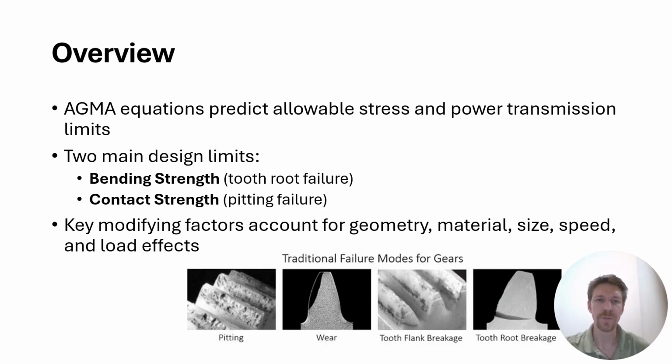So by way of overview, the AGMA equations predict allowable stress and power transmission limits, and there's two main design perspectives. One is based on bending strength, and you can see in the pictures down below on the lower right the example of tooth root breakage. So that's an example of failure in bending. And secondly, contact strength. You can see on the lower left, pitting and wear, examples of failure due to insufficient contact strength in gears. There are modifying factors, including factors for geometry, material, size, speed, and load effects in the AGMA approach.